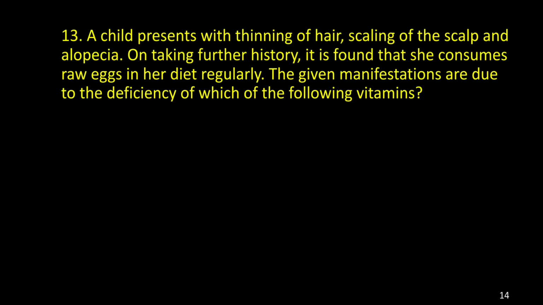Avidin, which is present in raw egg, binds tightly with biotin, and biotin will not be available in this person. All these things, thinning of hair, scaling of the scalp and alopecia, are related with the hair. Nowadays you can also see advertisements that biotin is added in shampoo and everything. So definitely it is related with biotin. Now we will look at the options.